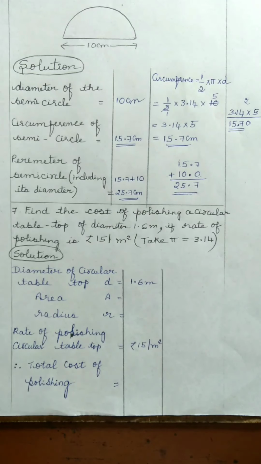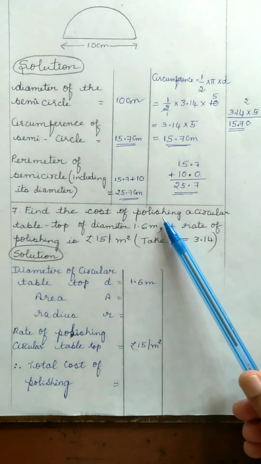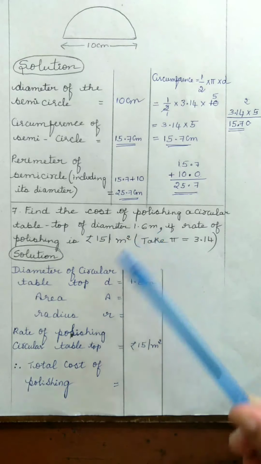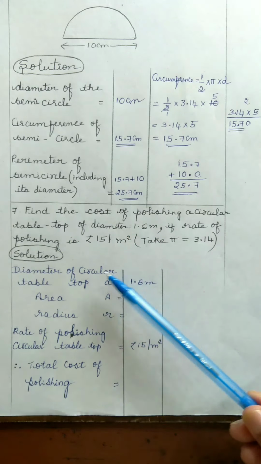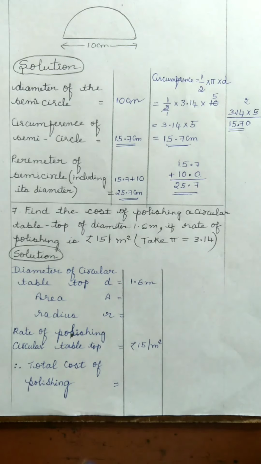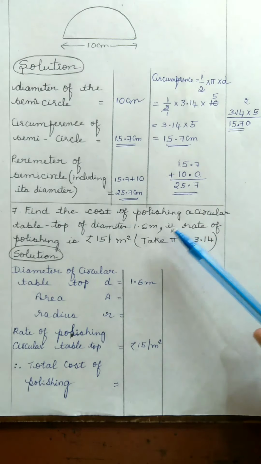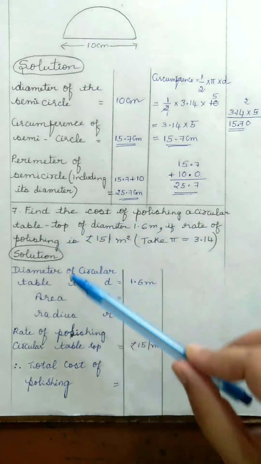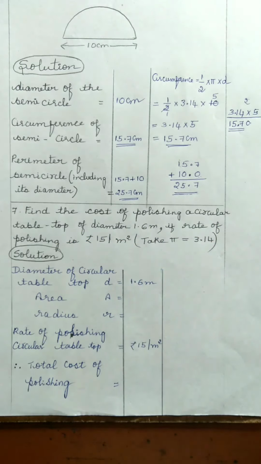Next, seventh problem, children. Find the cost of polishing a circular tabletop of diameter 1.6 meter. Therefore, the diameter of the circular tabletop is given, that is d equal to 1.6 meter, where d is the diameter. Now, we have to find the cost of polishing a circular tabletop if the rate of polishing is rupees 15 per meter square.